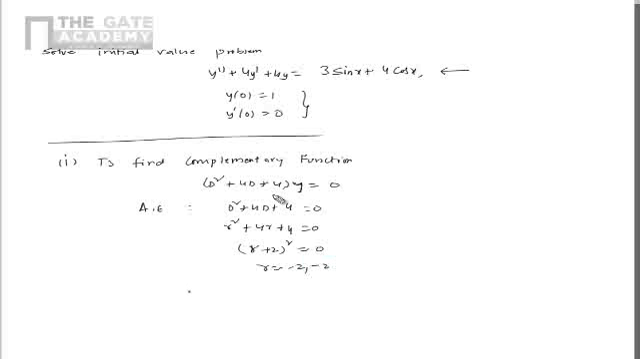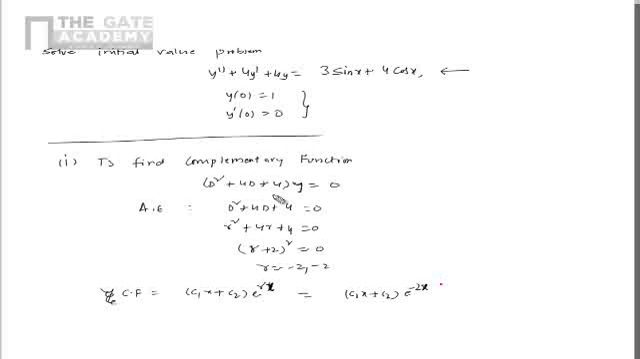Now when you have equal roots, the complementary function looks like this: (c1 + c2 x) e^(-2x). Basically it is e^(rt), but here it's x only, because whatever the independent variable is, that comes here. Okay, so this is about the complementary function.